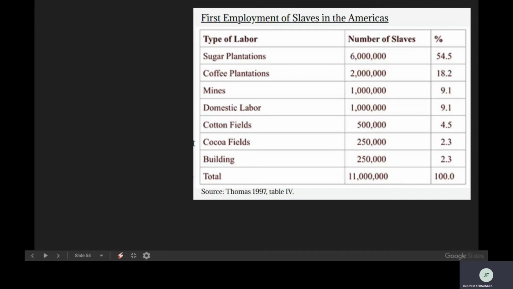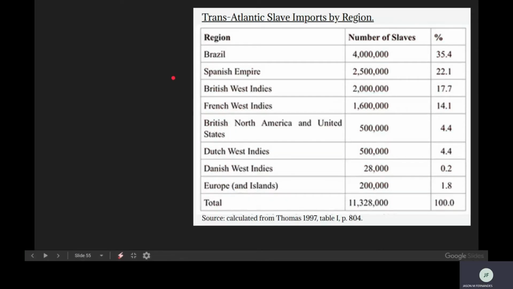Now, if we turn to the diaspora itself and try to take a look at what's happening in the Americas here, we can see why this is happening, right? Sugar, huge role in this. This is number one, right? 54% of the slaves that are being brought in these early years are coming to work on these sugar plantations, right? They're being forced onto these really brutal conditions. And then you've got coffee, mines, etc. Right? And then you look at the regions where they're going.